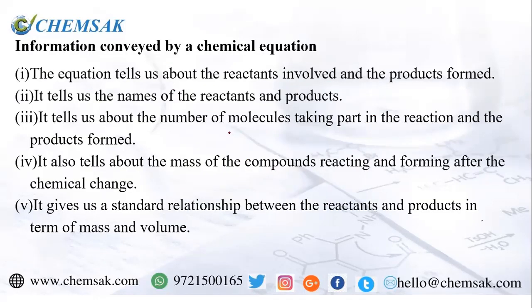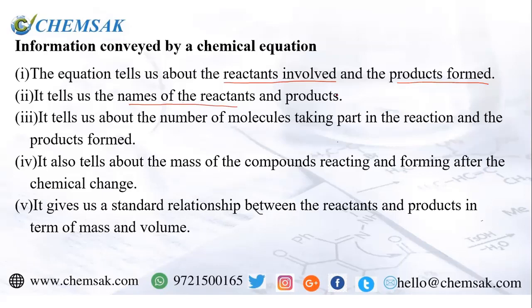Information conveyed by the chemical equation. अब देखिए टाइप ऑफ इक्वेशन पूरी हो गई. अब हमारे पास है इंफॉर्मेशन कन्वेड बाय द केमिकल इक्वेशन. ये टॉपिक भी आपने क्लास 8 में पढ़ा है अच्छे से, बट एक बार रिवाइज कर लेते हैं. The equation tells us about the reactants involved and the products formed. सबसे पहले तो हमें इक्वेशन से क्या मालूम चलता है भाई, रिएक्टेंट क्या थे और प्रोडक्ट क्या बना. मीन लेफ्ट हैंड साइड में जो है वो रिएक्टेंट है, राइट हैंड साइड में जो है वो प्रोडक्ट. It tells the name of the reactants and products.